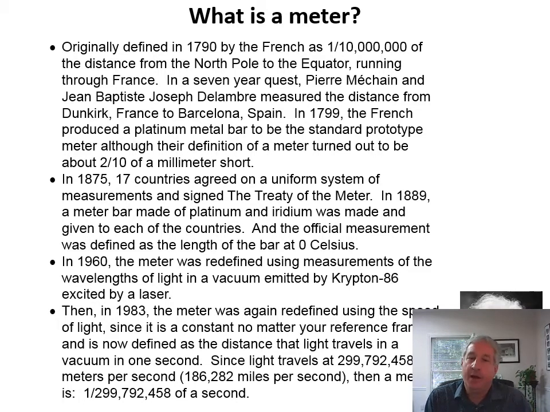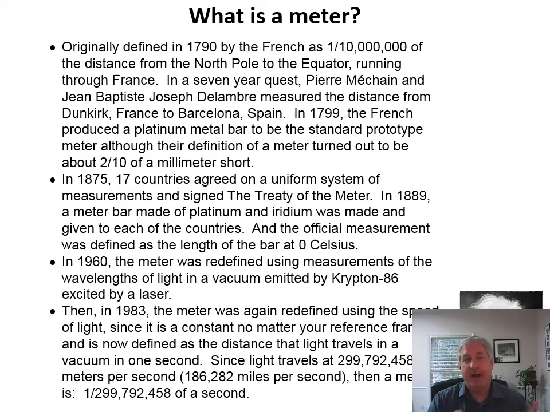Anyway, eventually people started agreeing to use this measure. And you'll notice that in 1875, 17 countries agreed on the uniform system of measurements and signed the Treaty of the Meter. You'll notice that it's 1875, so this is 76 years after the French produced a standard prototype meter.